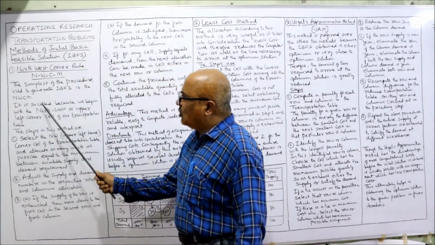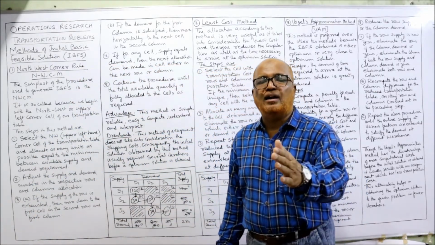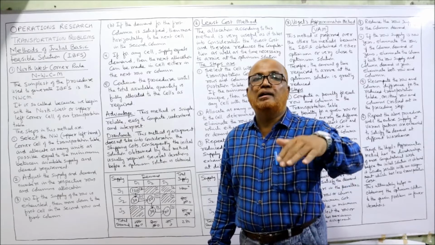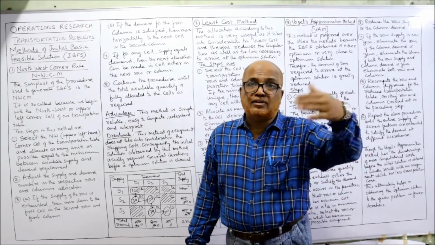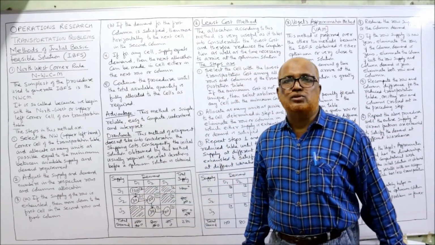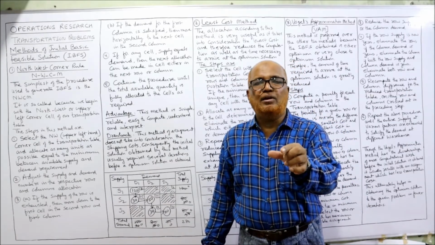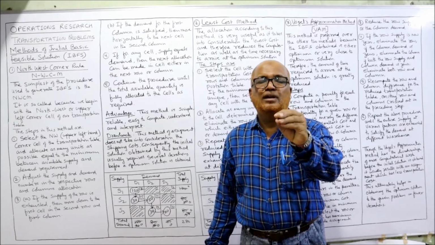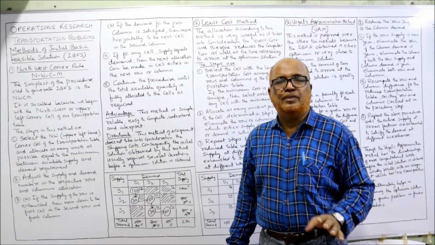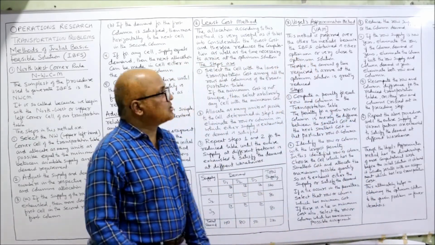For example, if you follow the northwest corner rule, after finding the IBFS, you require nearly 10 iterations. After 10 iterations, you will arrive at the optimum solution. But if you follow the least cost method, after finding out the IBFS, within 5 iterations you can reach the optimum. That is the advantage in the least cost method.